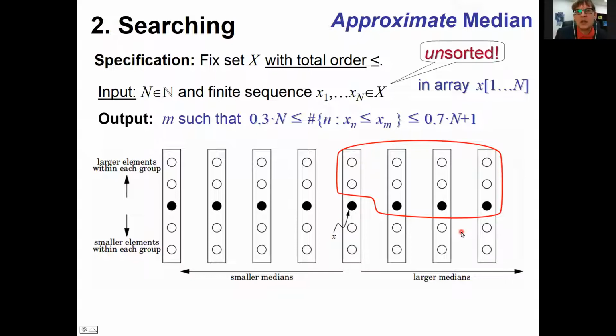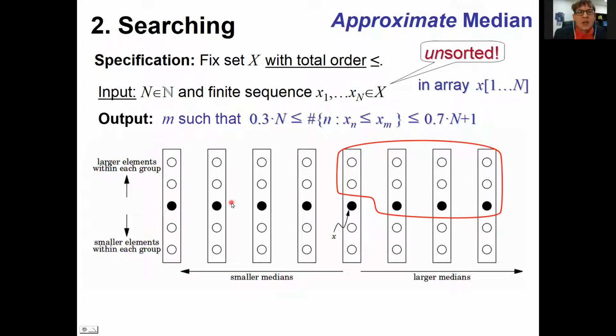And as usual, it's no loss of generality to suppose that the total number of elements n is divisible by 5. If it's not, then we can just add some dummy element. I'm not going to expand on that further. So no loss of generality, dividing the input data into groups of 5 is always feasible. And that's what we do here.